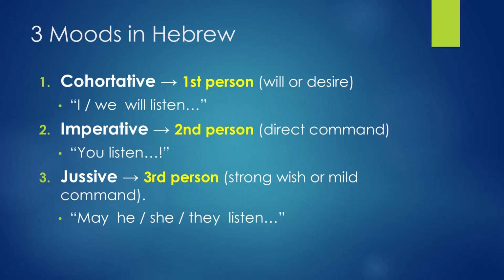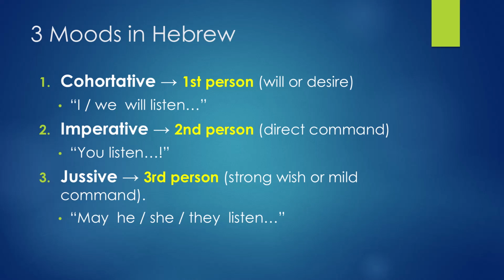And then thirdly, we have the jussive mode. And the jussive mode is used to show a strong wish or a mild command. Jussive mode is used when you're showing a strong wish. For example, may he listen, may she listen, may they listen. That's in the jussive. And most importantly, the jussive uses third person. Third person are words like he, she, they, those are third person. So the jussive is using the third person.